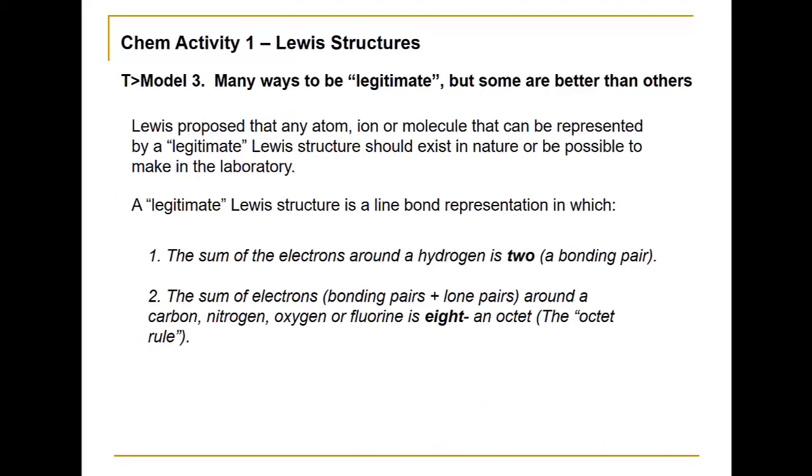Based on these observations and conclusions, Lewis proposed that any atom, ion, or molecule that can be represented by a legitimate Lewis structure should actually exist in nature or be possible to be made in the laboratory. A legitimate Lewis structure is the line bond representation in which the sum of the electrons around a hydrogen is 2, that would be a bonding pair, and the sum of electrons, both bonding pairs and lone pairs, around a carbon, nitrogen, oxygen, or fluorine is 8, an octet. This corresponds to what we know as the Octet Rule.